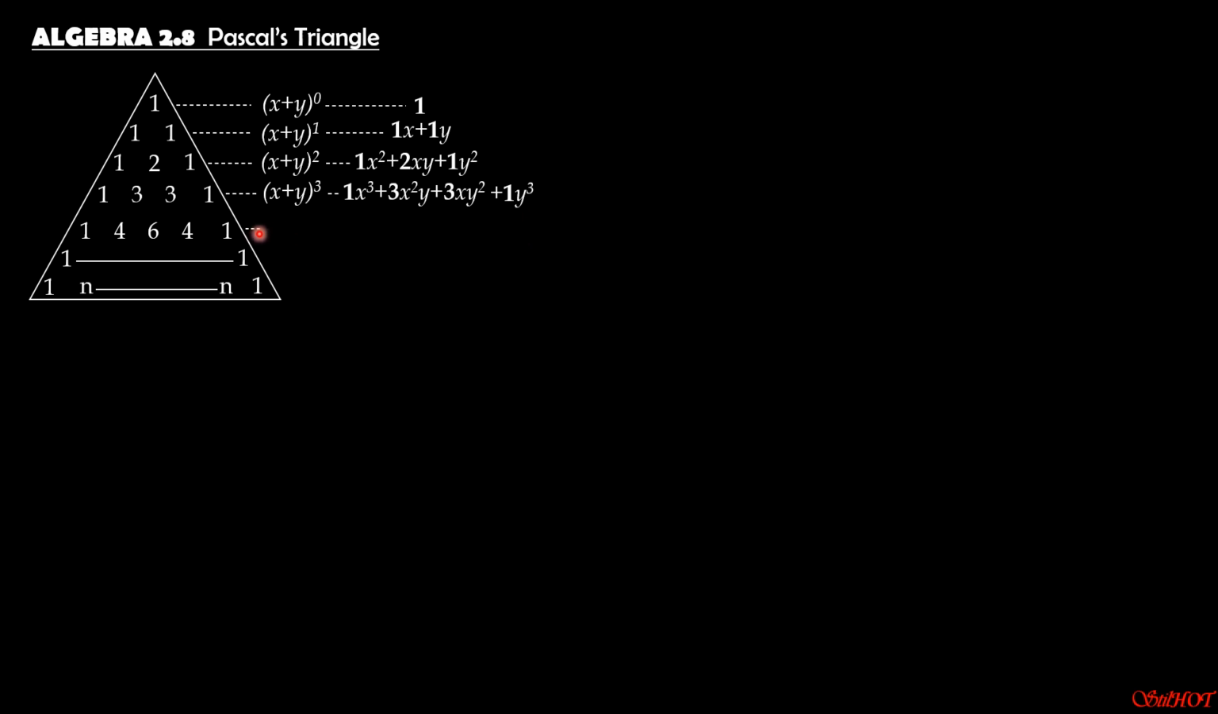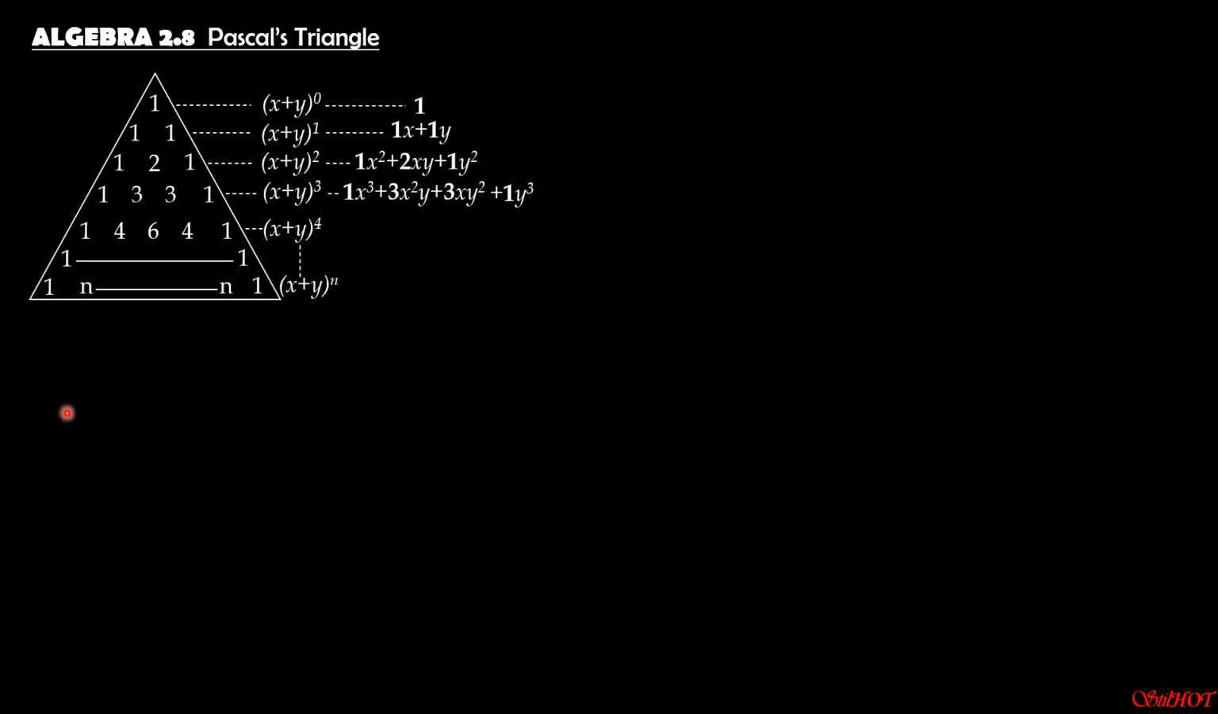So therefore, this is for quantity x plus y raised to 4, and it is equal to 1x to the fourth plus 4x cubed y plus 6x squared y squared plus 4xy cubed plus 1 y to the fourth. So I'm not expanding it anymore, but because of the pattern above and the properties, you should be able to expand that. And this is for quantity x plus y raised to n.